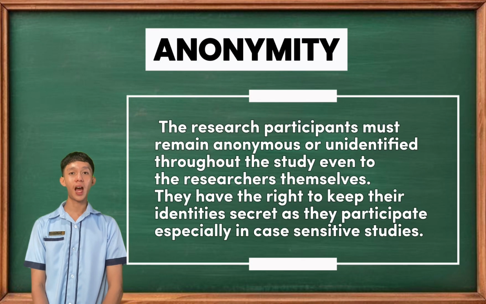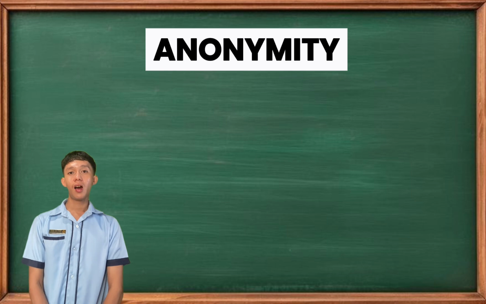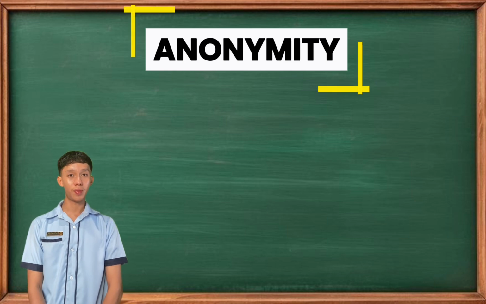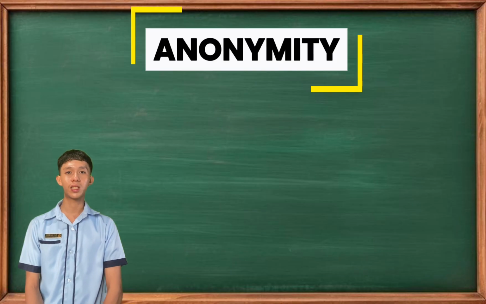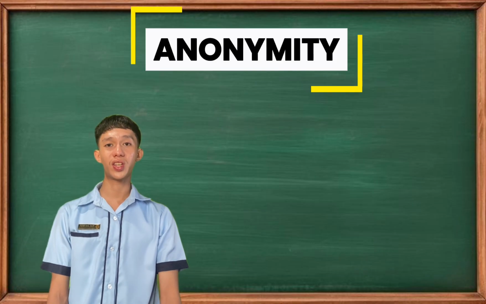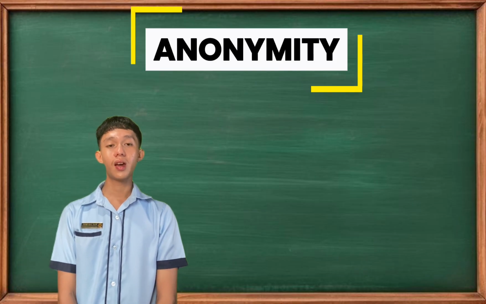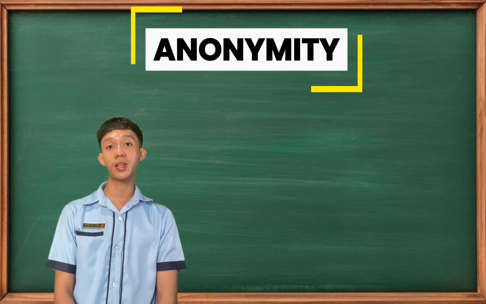Anonymity. Participants can remain anonymous, so their identities are not revealed even to the researchers in some cases. So in a survey about sensitive topics, you must assign numbers instead of using names so participants' identities are protected.